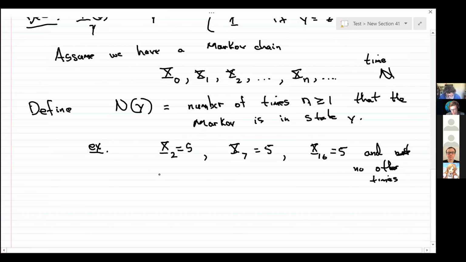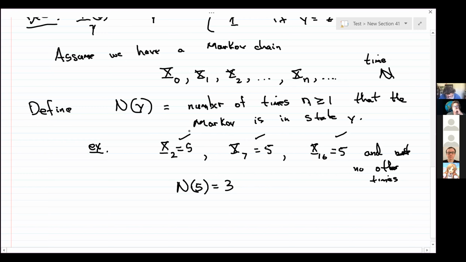So if that happens, then the number of times that you're at 5 would be 3. Because this is 1 time, this is the 2nd time, this is the 3rd time. And because you're not at 5 at any of the other times, you're only at 5 3 times. So capital N is counting how many what? How many times you're at this state.